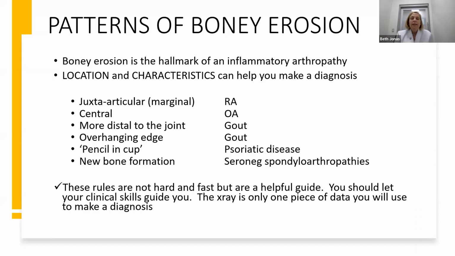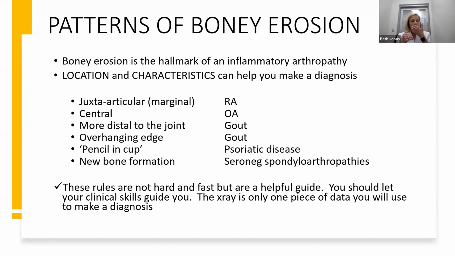So finally, let's talk about the patterns of bone erosion. Bone erosion is really the hallmark of inflammatory arthritis. The location of the erosion and the characteristics can help you make a diagnosis of what form of arthritis this is. So juxta-articular erosions, or what we call marginal erosions, and I'll show you what that is in a minute, is characteristic of rheumatoid arthritis.